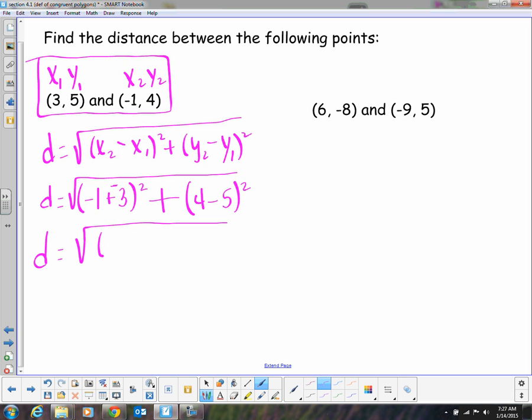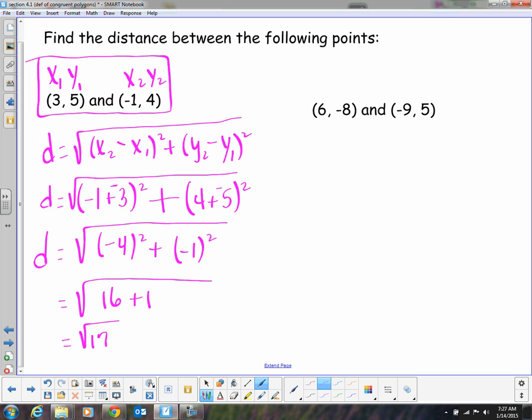-1 plus -3 is -4 squared. And 4 plus -5 is -1 squared. Squaring -4 is 16. -1 times -1 is 1. This is going to be square root of 17.